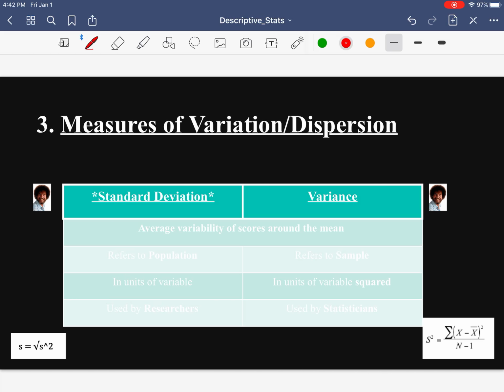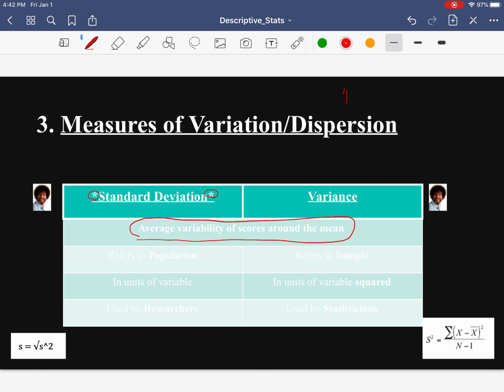Let's talk about standard deviation and variance. Now, when we talk about these, we're going to tend to talk about them together, even though there are some differences. Both of these have the same definition. And we're going to be talking mostly about standard deviation because that's what we talk about most often. Standard deviation and variance refer to the average variability of scores around the mean.